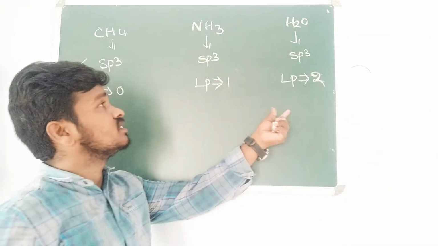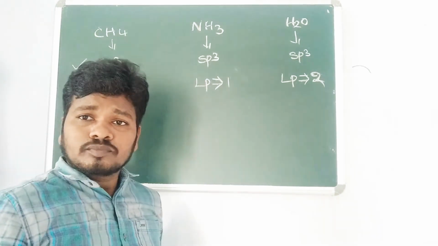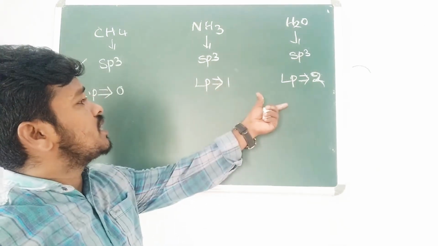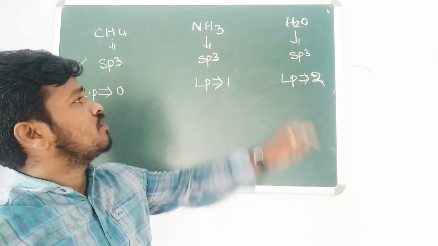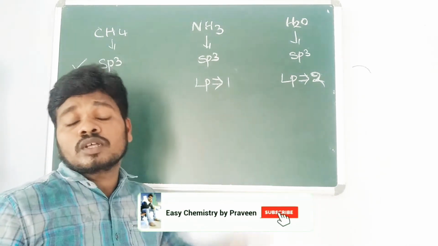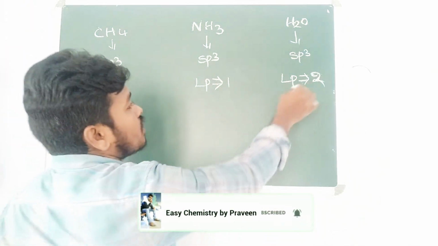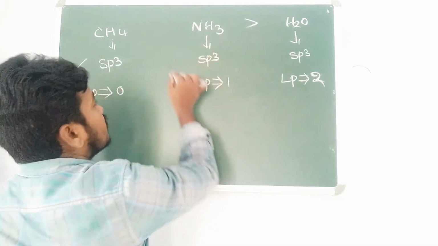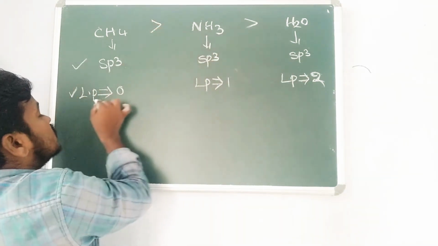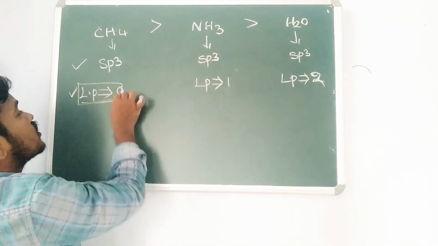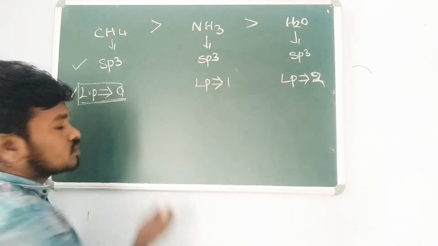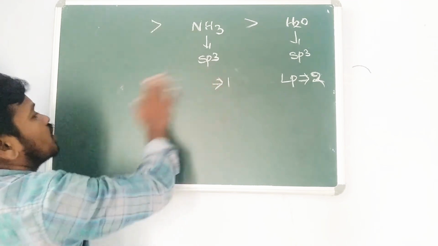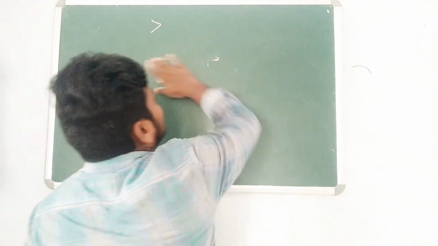More lone pairs, less bond angle. So we can easily identify which is having the less bond angle. We have to do the comparison here. More lone pairs, less bond angle. Less lone pairs, more is the bond angle. This is one example based upon the lone pair.